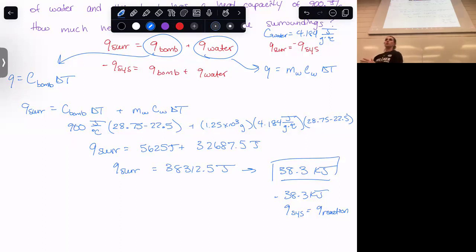Is the formula negative Q system equals Q bomb plus Q water provided? I don't think so. I think you need to know these ones. My biggest suggestion for this unit, chapter 9 specifically, is to look at your notes and go through and write down any equation that you see in yellow or that you had to write down, and then make a formula sheet for yourself. Then you can have that to look at when you're doing your homework and stuff.